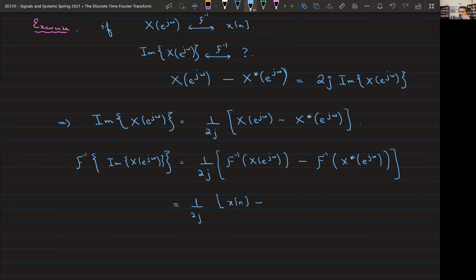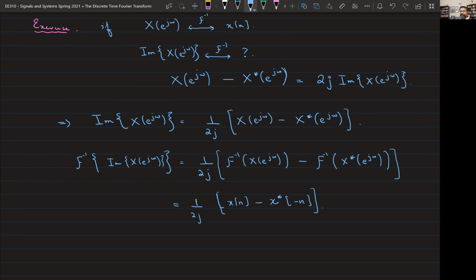And what will this be here? So what is the Fourier inverse of x conjugate of e^{jω}? It turns out this is x conjugate of minus n. Right, so this is how I would go about this.